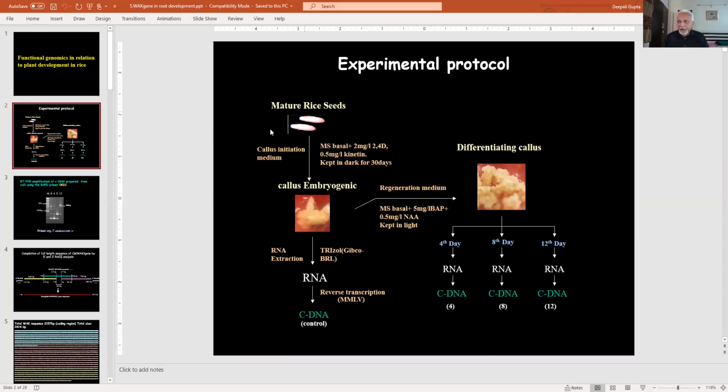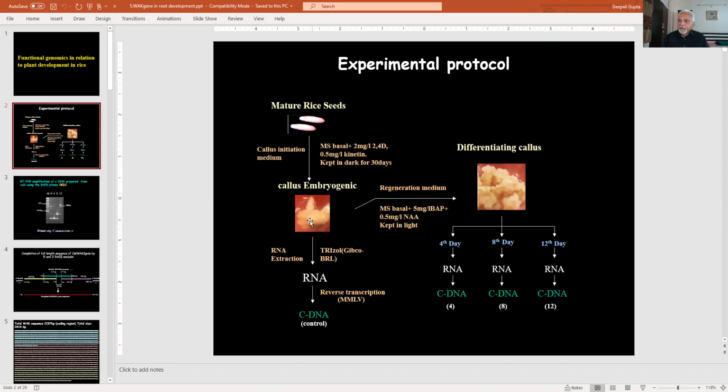That is, you have the explant starting from mature seeds, you induce callus, and then when this callus is put on a differentiating medium, within 12 to 14 days, you see the greening of callus taking place. Greening shows the differentiating cells into shoots. Okay, so this system we exploited.